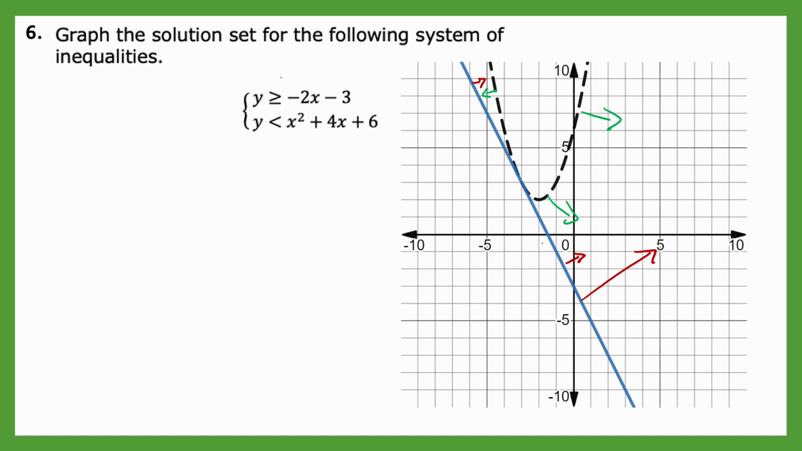Okay, so our final answer for shading needs to be above the line, but outside the parabola or below the parabola. So that includes everything in here, this little sliver, and then everything out here.